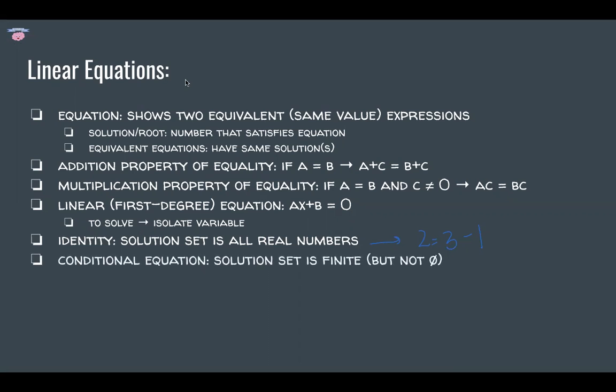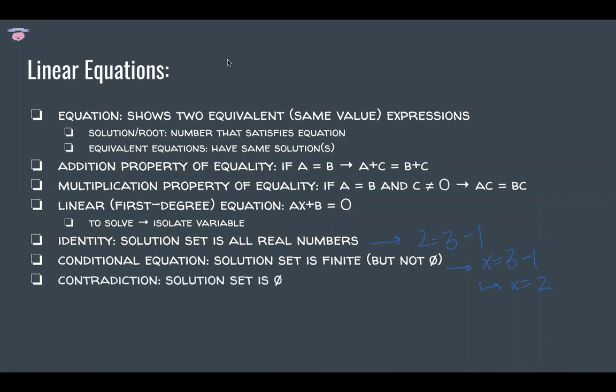A conditional equation is one where the solution set is finite, but not an empty set. So for example, x is equal to 3 minus 1. Our next example, the solution set is x is equal to 2. That's why it's conditional. It's finite, but there's still a solution.